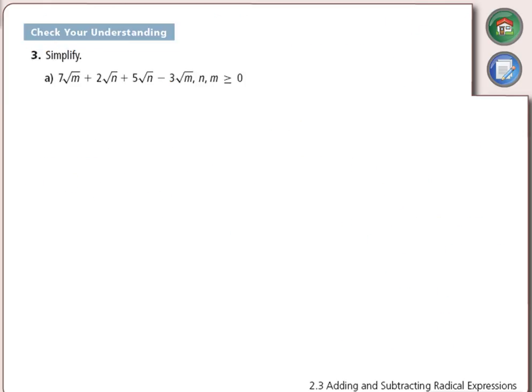And let's get into number 3 there. We've got to simplify this. Notice what it says here on the end. It's telling us that n and m are greater than 0. As soon as it says that, we've got what the restriction is.